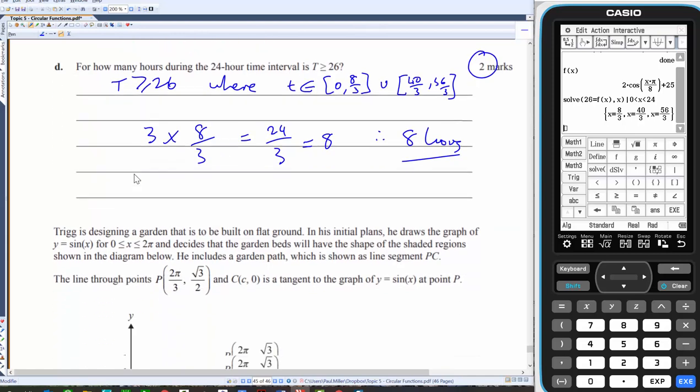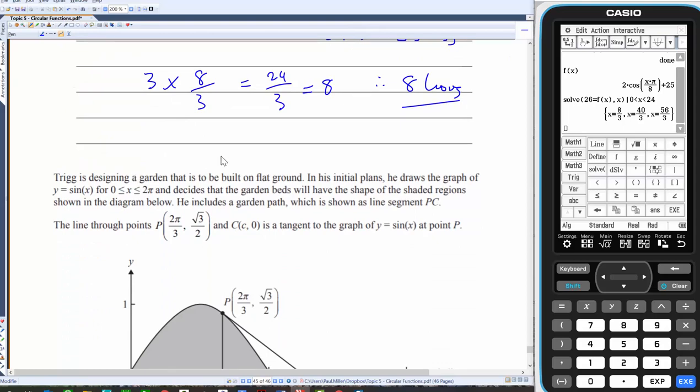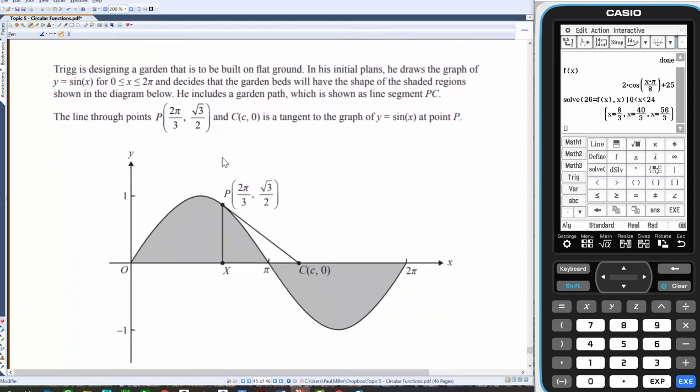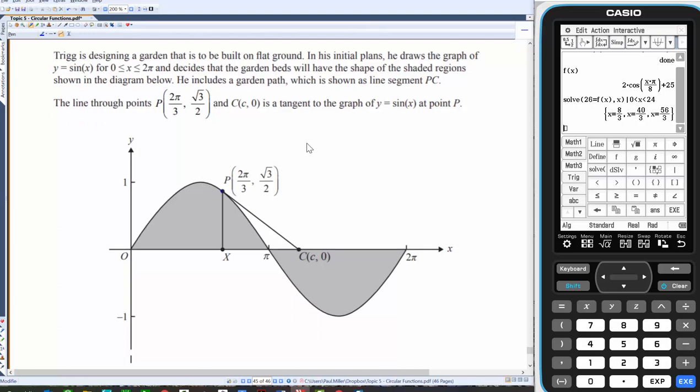All right, Trig is designing a garden that is to be built on flat ground. In his initial plans, he draws the graph of y equals sine x, 0 to 2 pi, all looks according to plan, and decides that the garden beds will have the shape of the shaded regions shown in the diagram below. He includes a garden path which is shown as line segment PC. This is the garden path. The line through the points there and C is a tangent to the graph at point P. So this line here is a tangent to this graph. All right, that's going to be important.